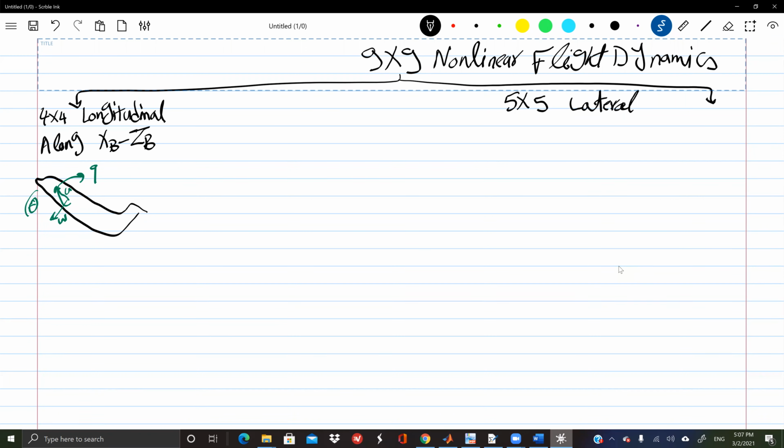Lateral, so anything out of the XZ plane, anything that takes you out of the plane of symmetry, any motion that is not symmetric, any motion where the right wing is not seeing the exact same thing like the left wing. So side slip, roll, yaw, anything that we did not account here.